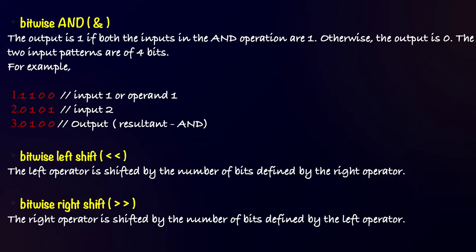Now, bitwise left shift and bitwise right shift. The left operand is shifted by the number of bits defined by the right operand, right? So A, this symbol, B. That means A will be shifted left by B places. And in bitwise right shift, again, it will be shifted to the right. The direction changes there. I hope you have understood this, okay?